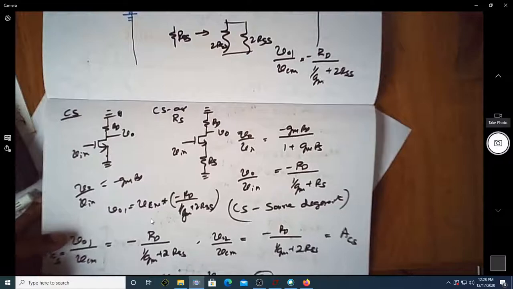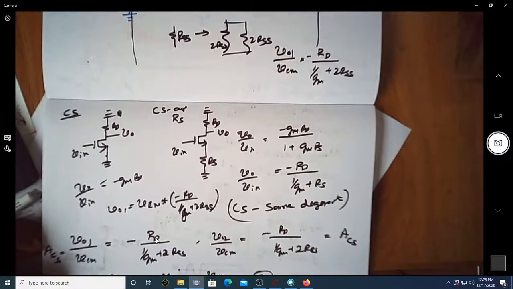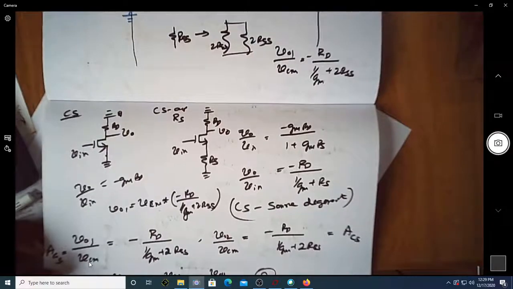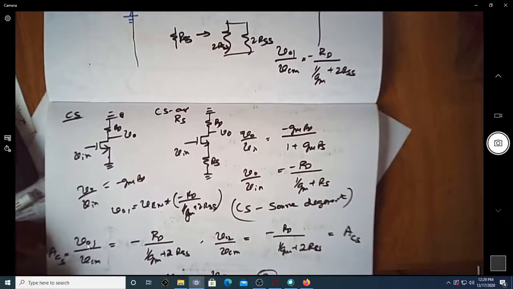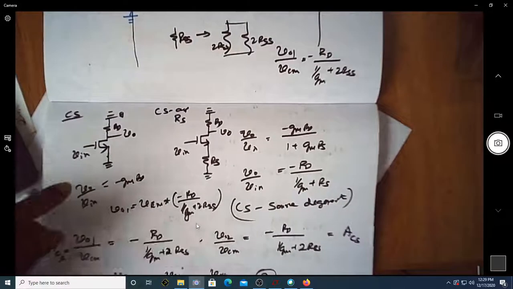Because in this particular analysis, both V01 by VCM and V02 by VCM had the same expression of minus RD by 1 over Gm plus 2RSS. Here also it is the same, meaning V01 and V02 will have the same phase with respect to VCM. So of course they're going to have the same phase with respect to each other, but out of phase with VCM because of this negative sign.